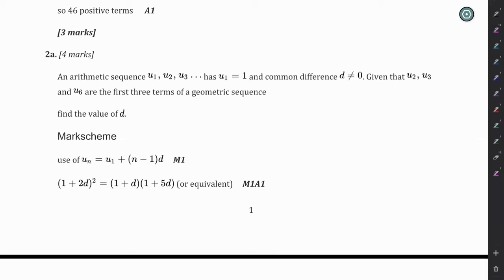I wanted to quickly explain how to set up 2a because it does deal with geometric sequences and we haven't done geometric sequences yet. And then 3a is almost identical. The numbers are just a little bit different.